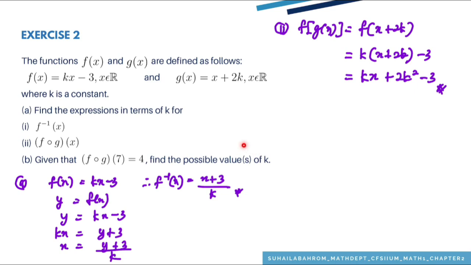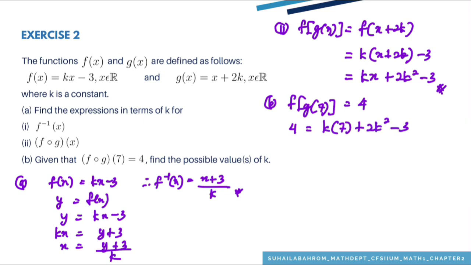And then for part B, we need to find the possible values of k, given f composite g of x is equal to 7. So the answer is equal to 4. So this is for part B, given f composite g when x is 7, the answer is equivalent to 4. And we already have the f composite g from the previous part in terms of k. So let us substitute 4 is equal to k. So substitute x with 7: 7 plus 2k squared minus 3. And at the end, we will get 2k squared plus 7k minus 7, and this is equal to 0.